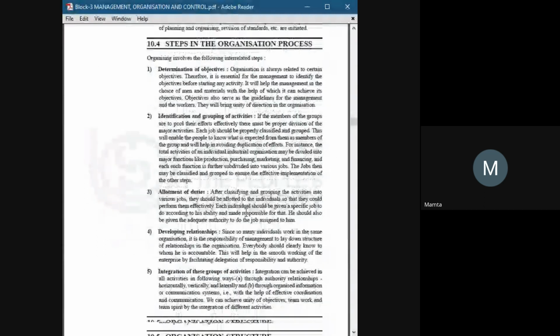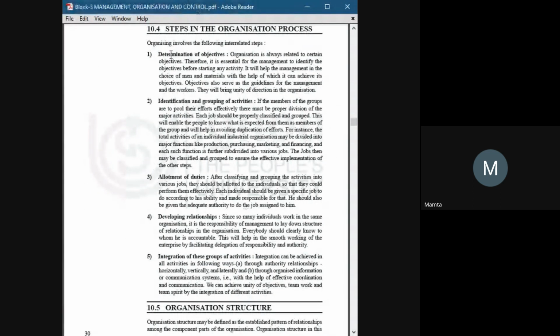Steps in the organization process. At first, we determine the objectives of an organization. Organization is always related to certain objectives. We have created a goal in our planning, but to achieve that goal, we have created some small objectives, small steps toward our destination. Therefore, it is essential for the management to identify the objective before starting any activity.